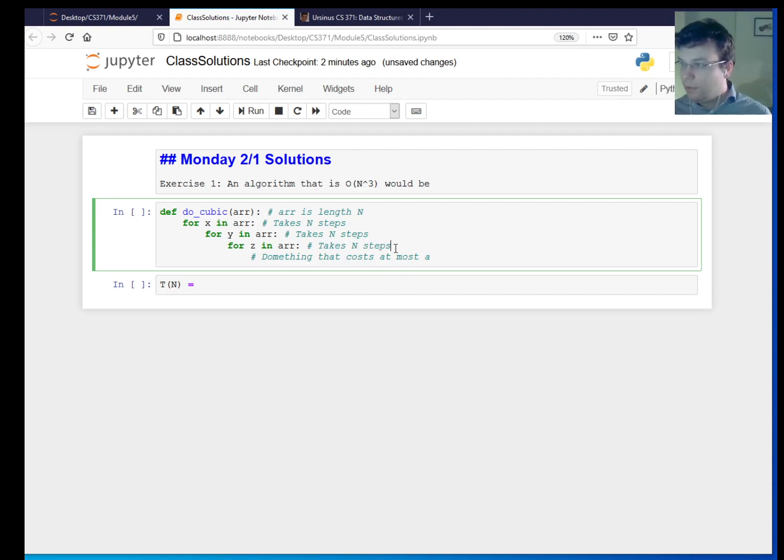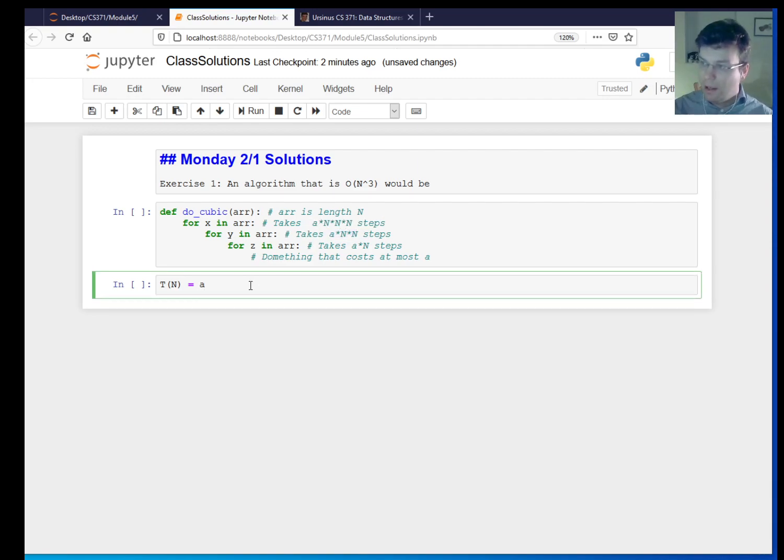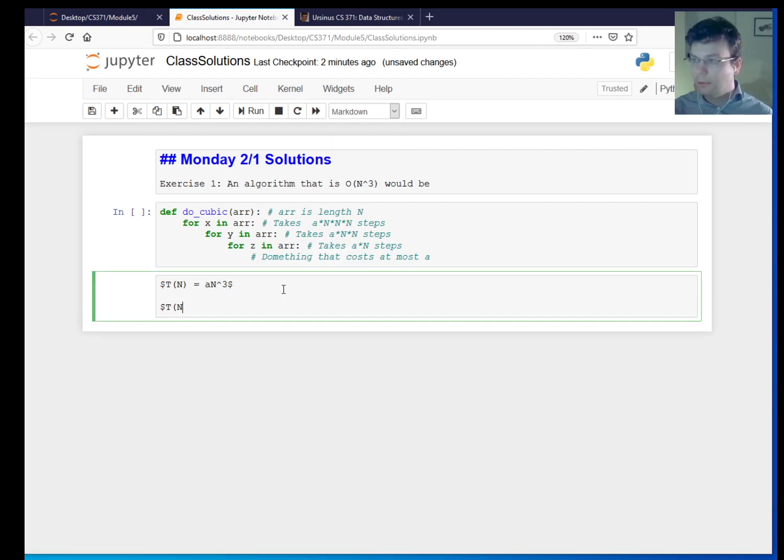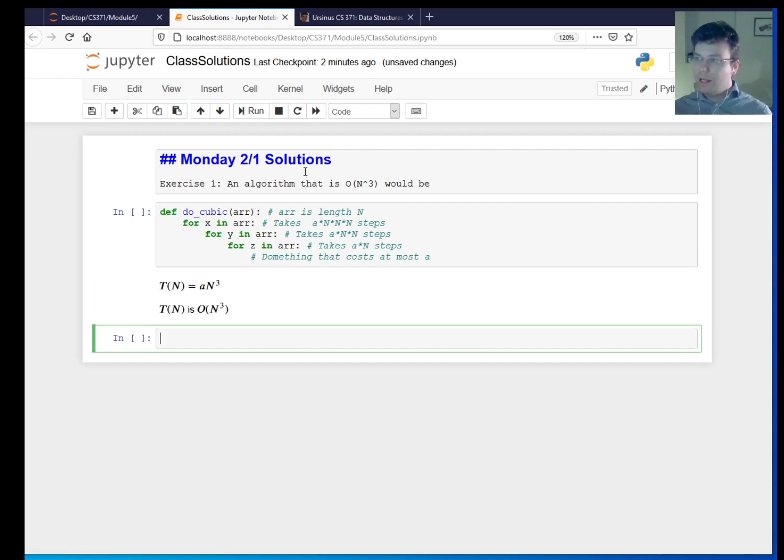So let's be a little more specific. So this really takes a times n steps. This loop does the a times n steps n times. And then this loop does the a times n times. So we see that t of n is equal to a n cubed. Which, pretty straightforward then, you can see that t of n is big O of n cubed. I already have my constant, it's a. Okay, so that's the first exercise.